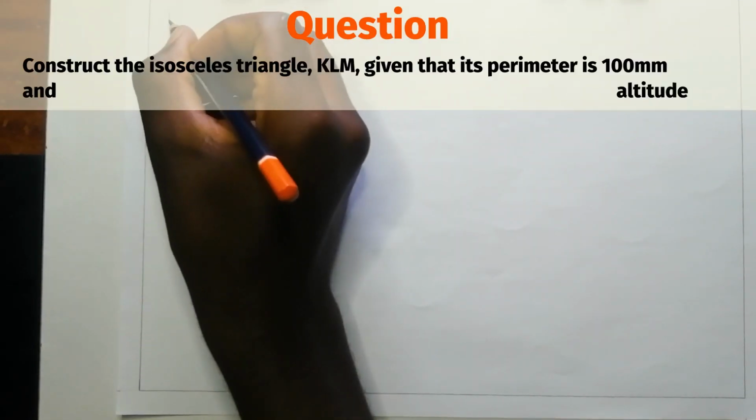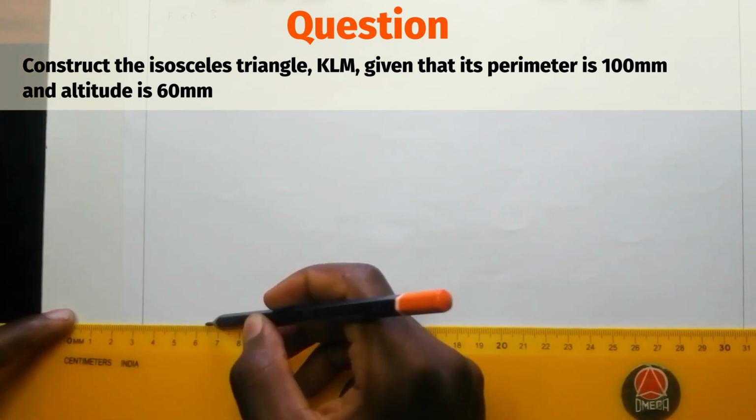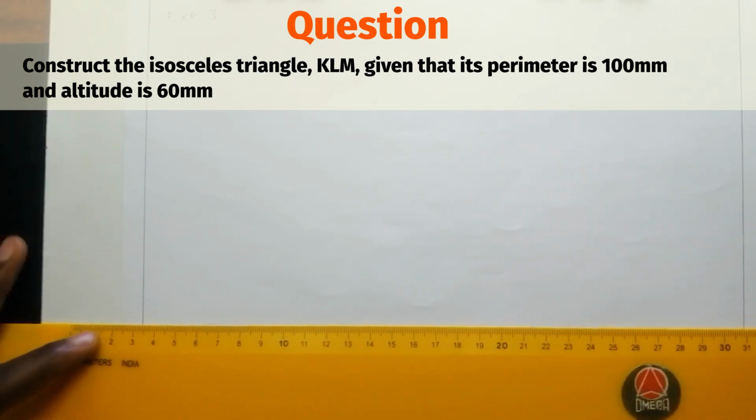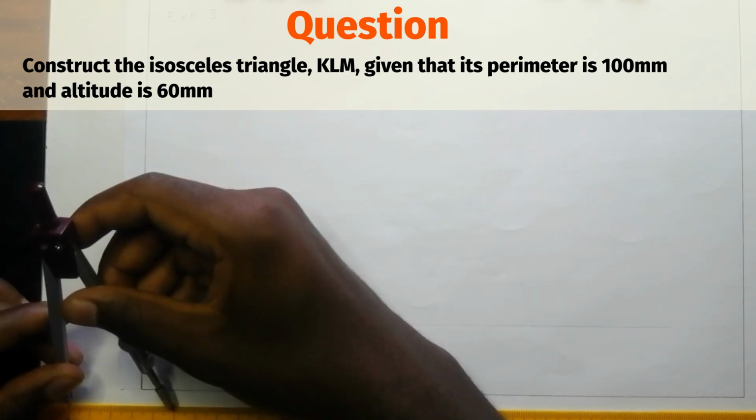In the third example here, we're going to be constructing an isosceles triangle with a given perimeter and altitude. The isosceles triangle we're drawing is KLM, and the altitude of this triangle is 60 millimeters, while its perimeter is 100 millimeters. To start with, we'll draw a line where our baseline is going to be located in construction. Then we get half of our perimeter, which is 50. We just divide 100 by 2.